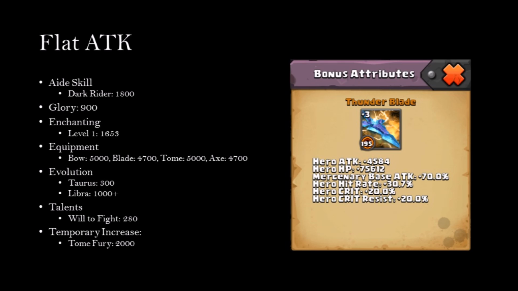And these numbers I'm putting up here, these are the maximum values. Just keep that in mind. So if you inspect your blade, it's not going to say 4,600 attack or whatever. You know, if you have a Dark Rider aid, it might not be 1,800, of course, if you don't have a max. So these are the maximum values, just so you can get an idea of how high these numbers can actually go.